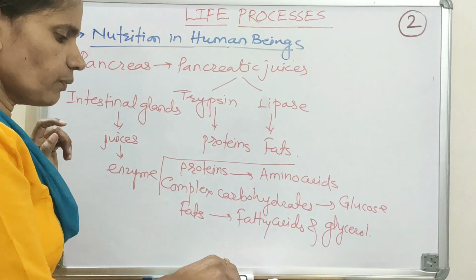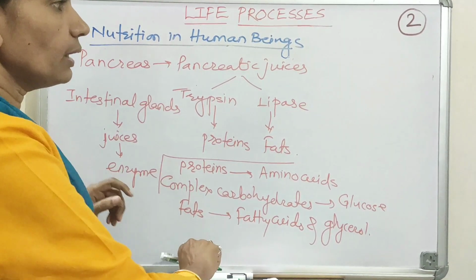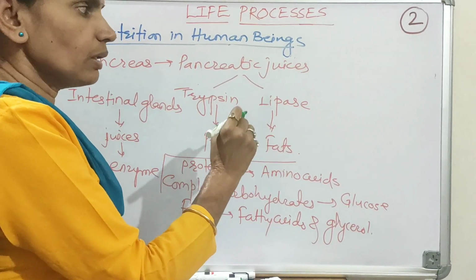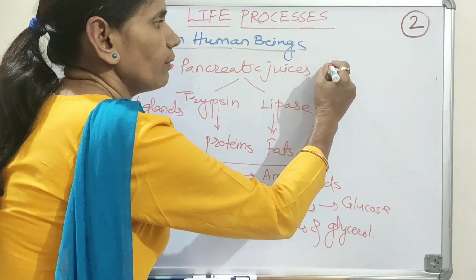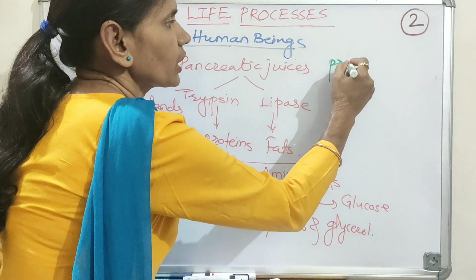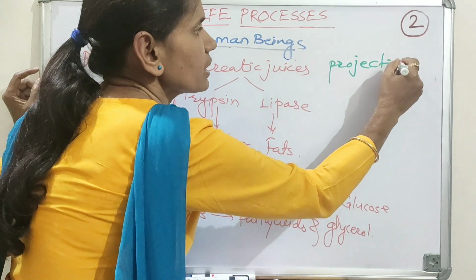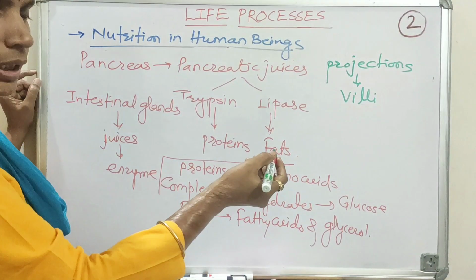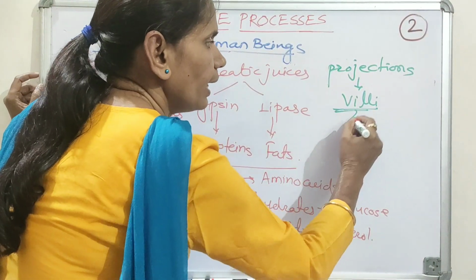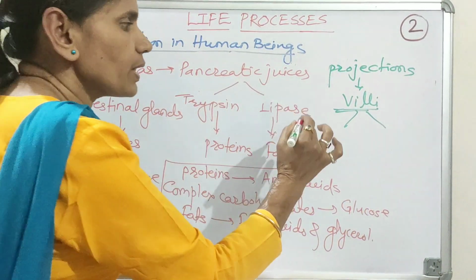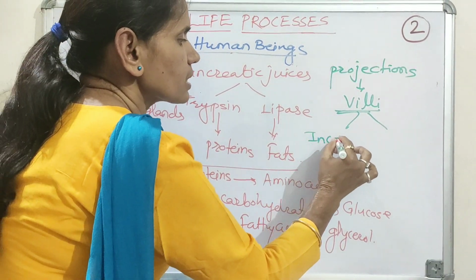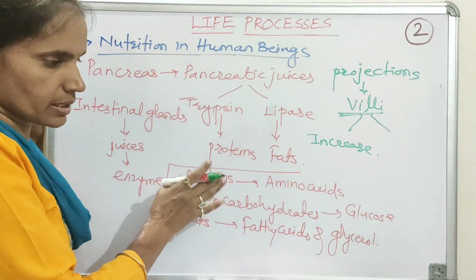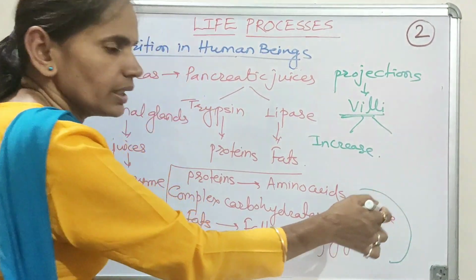Now these digested foods are absorbed by the inner walls of the small intestine. These inner walls of the small intestine have numerous projections. These projections are called villi. These are the finger-like projections. Now these villi have two major roles. First one, that it increases the surface area of absorption. So the walls of small intestine absorb these digested foods.